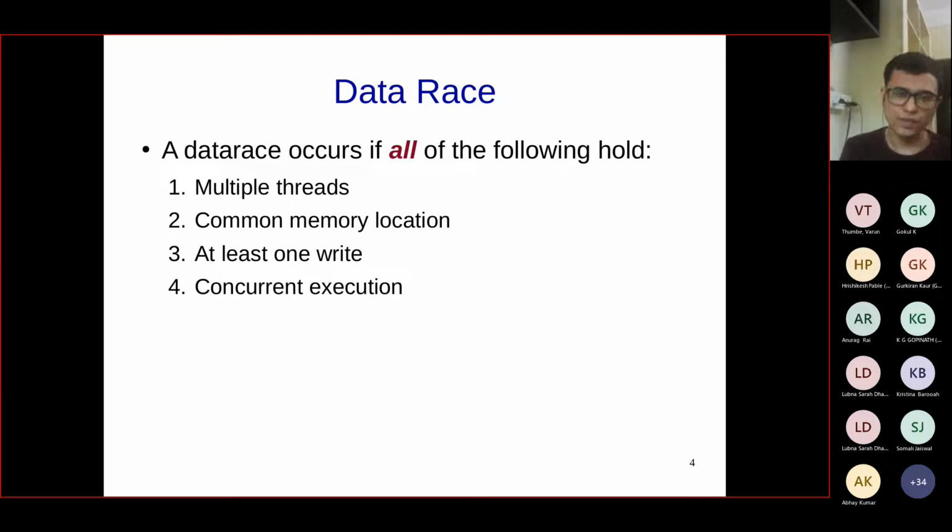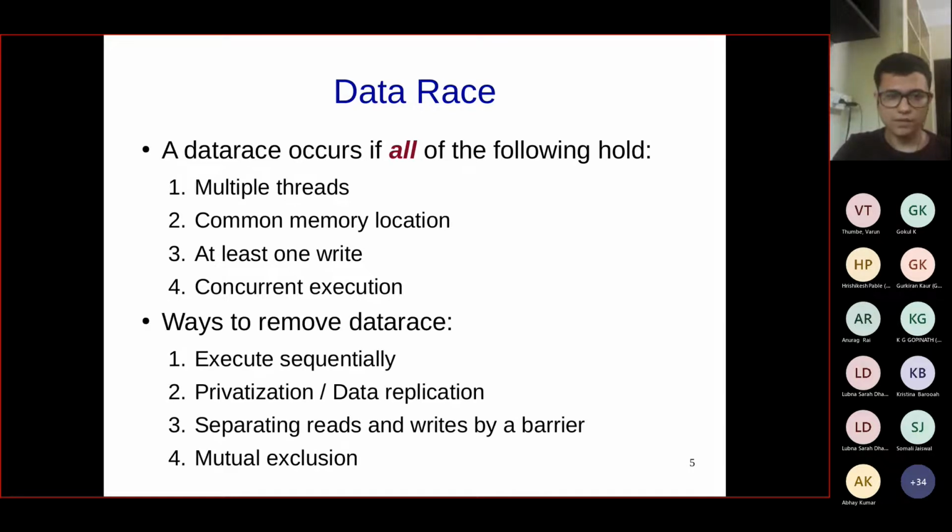So in order to remove the data race, since all of these four are necessary, what we can do is try to remove one of the necessary conditions. If we achieve that, then we can remove the data race. That takes us to the ways to remove the data race. These are four ways, and there can be more ways, but these are four ways corresponding to these four necessary conditions for the data race to occur.